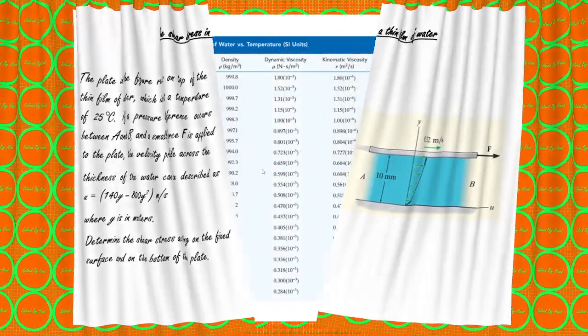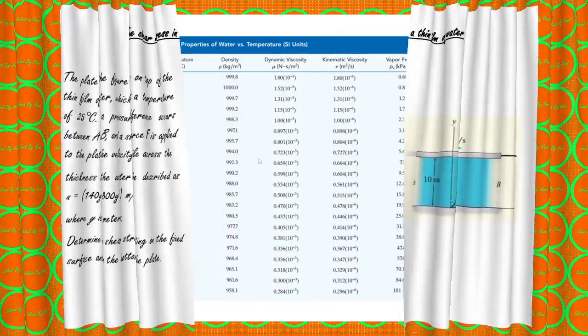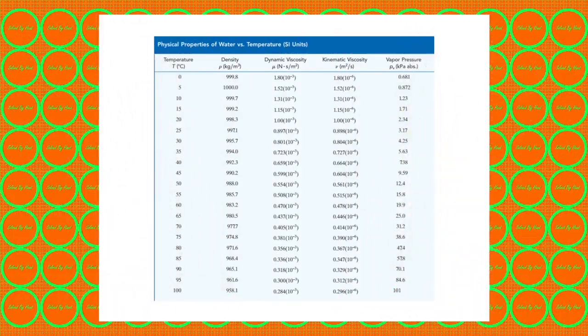We have also used this table to find the dynamic viscosity of water. For 25 degrees Celsius, we found that the dynamic viscosity mu is equal to 0.897 times 10 to the power minus 3 Newton seconds per meter squared, and we used it in our exercise.